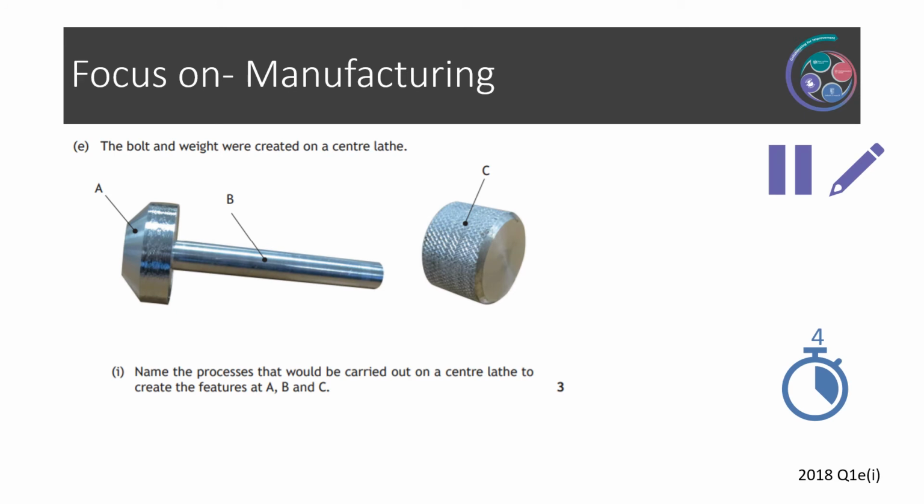Let's take the time now to look at another example of an exam question. This question is from the 2018 paper and it is question 1E, part I. The bolt and weight were created on a centre lathe, and you're being asked to name the processes that would be carried out on the centre lathe to create the features at A, B and C. As a 3-mark question, this should take you no more than 4 minutes. Pause the video now and answer the question.